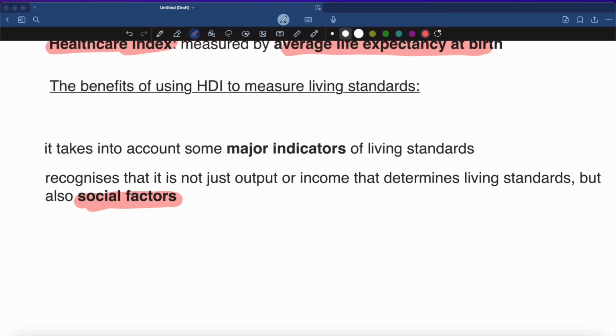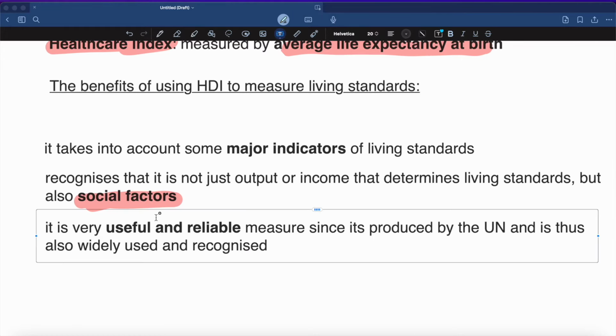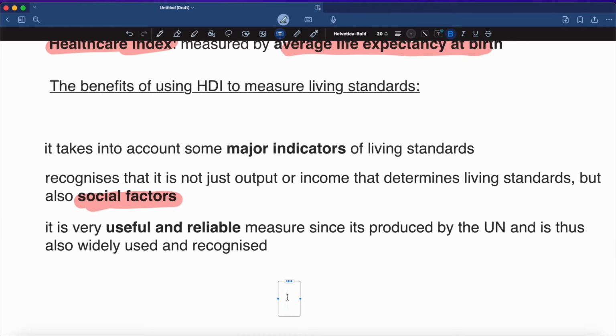Okay, the next one, it's very useful and it's very reliable, because it is produced by the United Nations, which is widely used and recognized, right? So that means it's reliable because it's from a good foundation, and it's much more useful and reliable compared to a GDP that could be skewed in one way or another. Okay, so those are the benefits of the HDI.